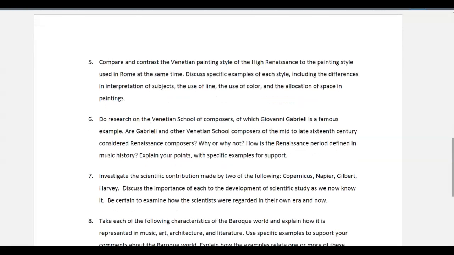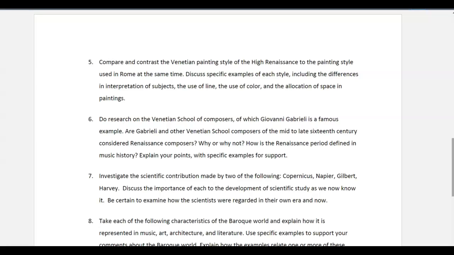Topic 5 asks you to look at Venetian painting and the Roman painting style. The Venetian style, that which is occurring in Venice, proves very different from what was taking place in and around Rome, especially from the artists who were being essentially sponsored by the patron system of the popes during this era, the High Renaissance. Venice was different. They did a different style.